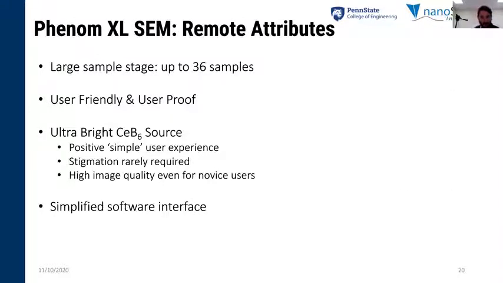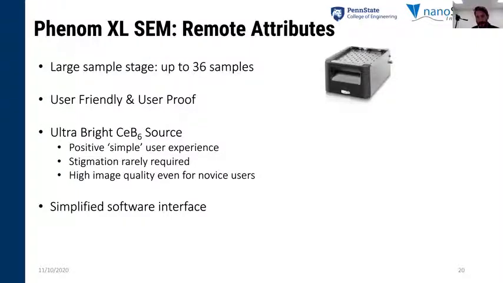Some additional attributes of the Phenom Desktop XL SEM for remote access include a large sample stage. So you can load up to 36 samples at once into the system. So here's what the sample stage looks like. It's 4 inches in X by 4 inches in Y, and we can go down well over an inch. I believe it's about 35 millimeters in Z we have to work with. But what's important is, you can load up to 36 samples.